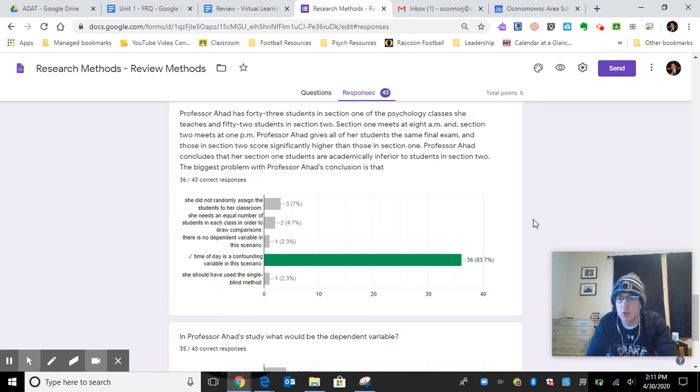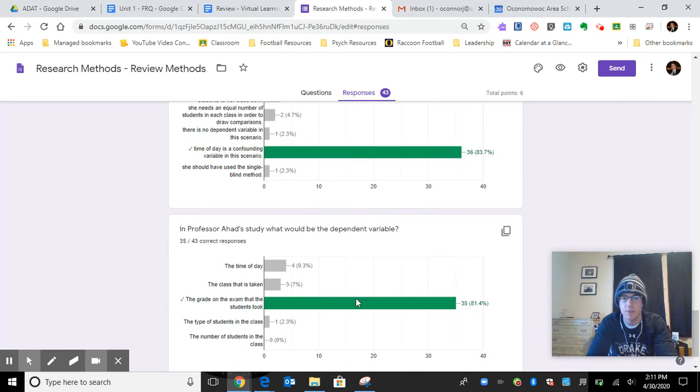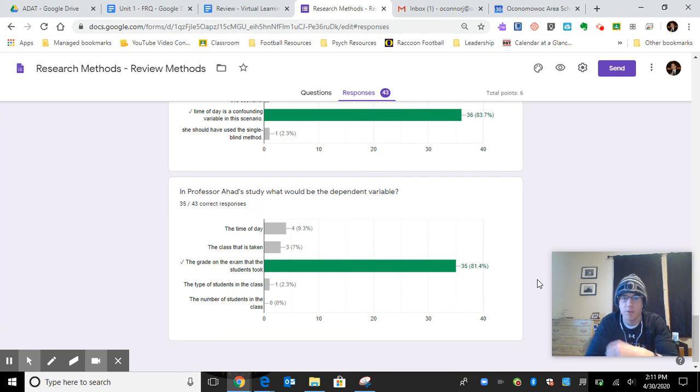The issue here is, right, a confounding variable is a third variable that could impact the dependent variable. So here she's inferring that the independent variable is just the classes or the intelligence of them, and that's impacting the score. However, the third confounding variable could be the time of day. And then the dependent variable there would be the grade on the exam, because that's what we're using to measure.